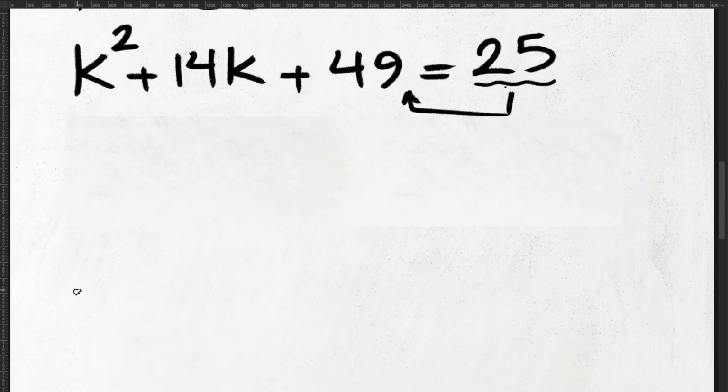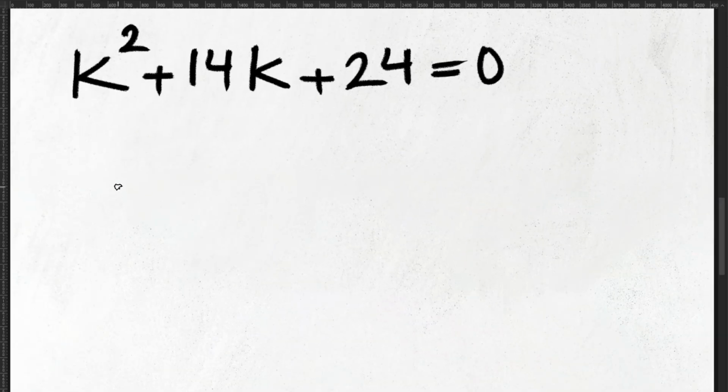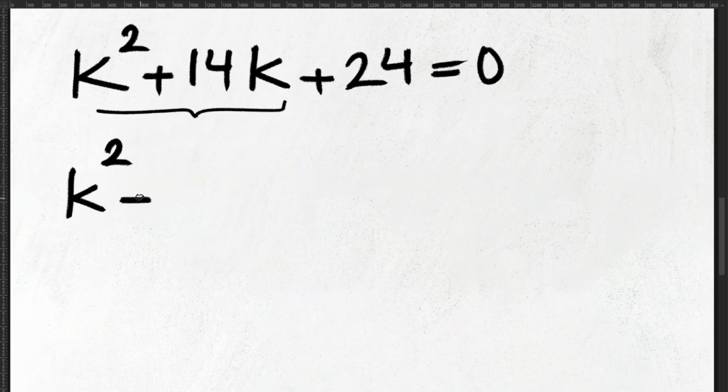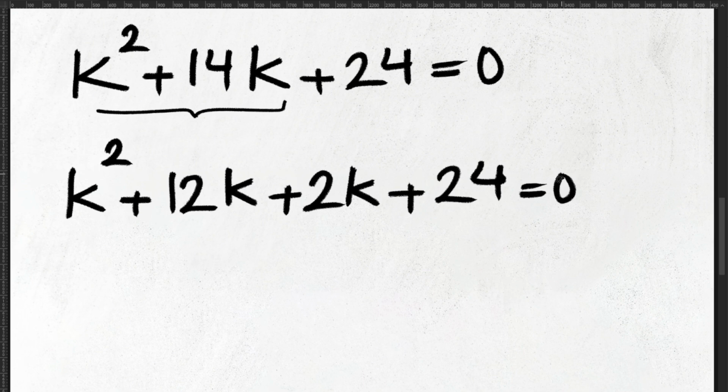Subtracting 25 from both sides, we get k² + 14k + 24 = 0. Now, we factor the quadratic equation. We look for two numbers that multiply to 24 and add to 14. These numbers are 12 and 2. We rewrite the equation as k² + 12k + 2k + 24 = 0.